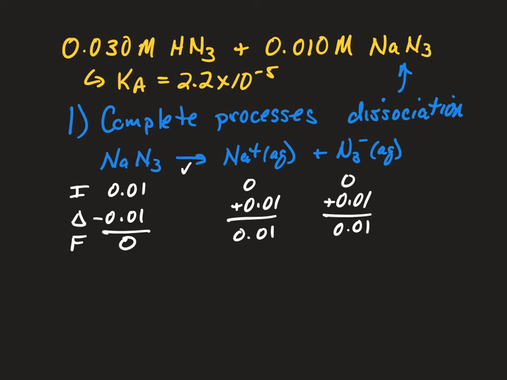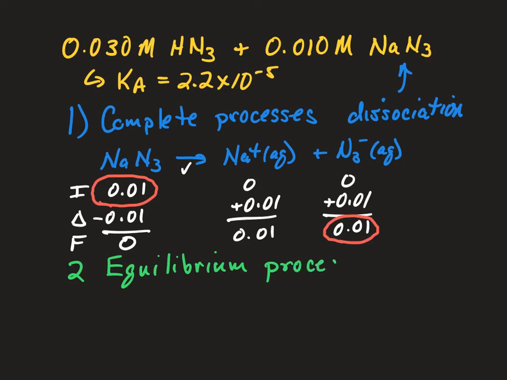And so after we've done a number of these, you'll start to get a feeling that if it dissociates 1-to-1, whatever the concentration of our initial salt is, that's going to be the concentration of the ion that we're looking for. And so you'll get to the point where you don't have to do this table. But now we've considered our complete process, and so now we have to consider our equilibrium process. We go complete first, then equilibrium.